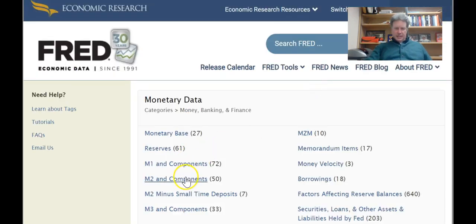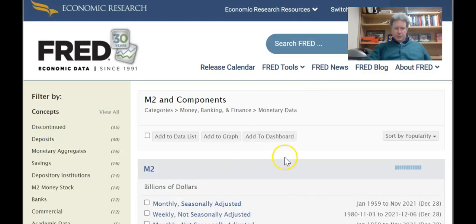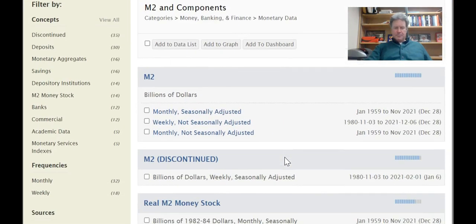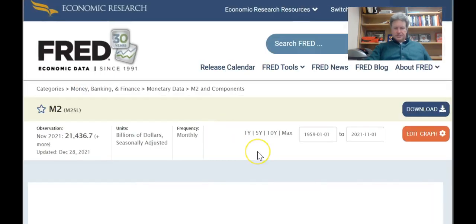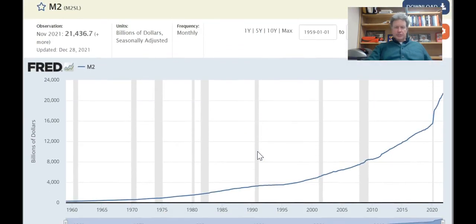Monetary data, let's see, M2, and let's do monthly seasonally adjusted. And there we go. So money supply trends up with the economy. Although you can see right around 2009, there was a big jump up when we responded to the Great Recession, and more recently, an even more dramatic jump.